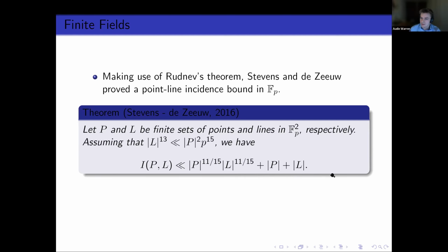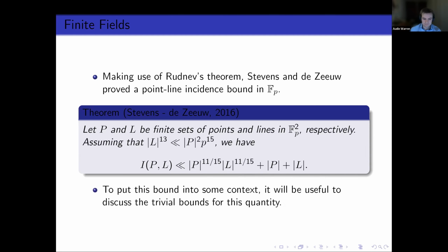But it's important to realize that this is a weaker bound. Okay, so in order to state the new results, I want to give some contextual trivial upper bounds. It's completely and utterly trivial to say that the incidences between P and L is upper bounded by the size of P times the size of L. But we could do something quite a bit better than this, just using some basic geometry.